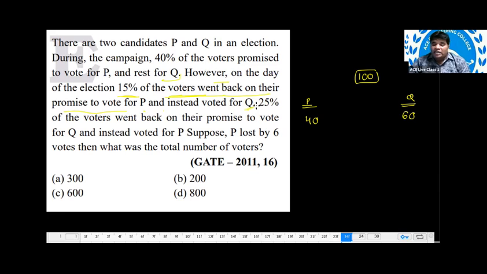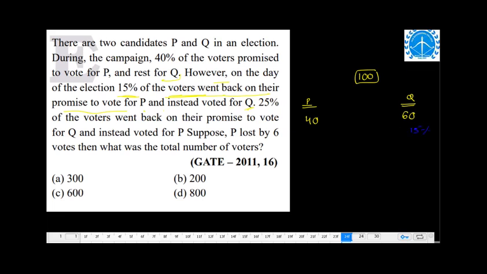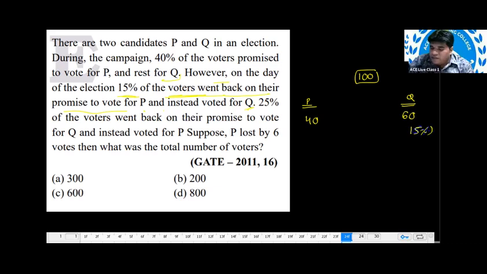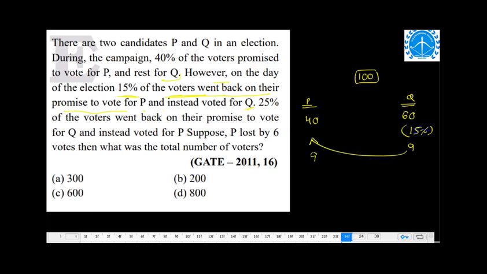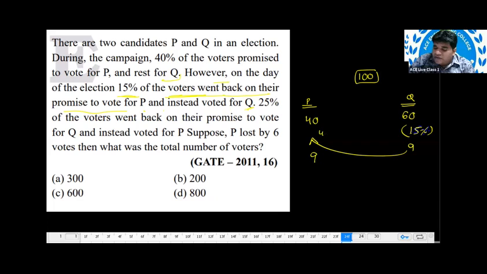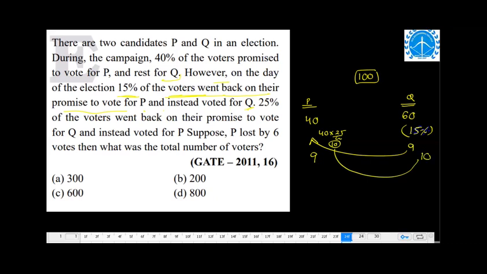Okay, vote for Q. What is the meaning? 15% of 60 went back to P, sir. So 15% of 60 is 9. Next, 25% of the voters went back on their promise to vote for Q. So in that 40, 25% means 10. The 10 is here.